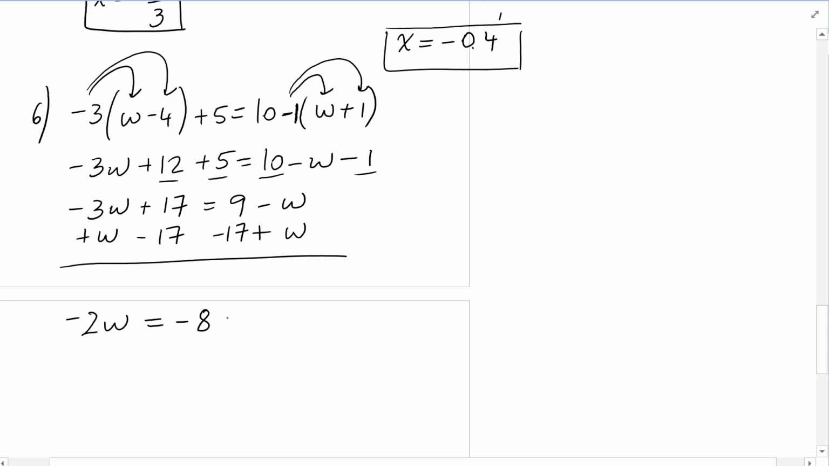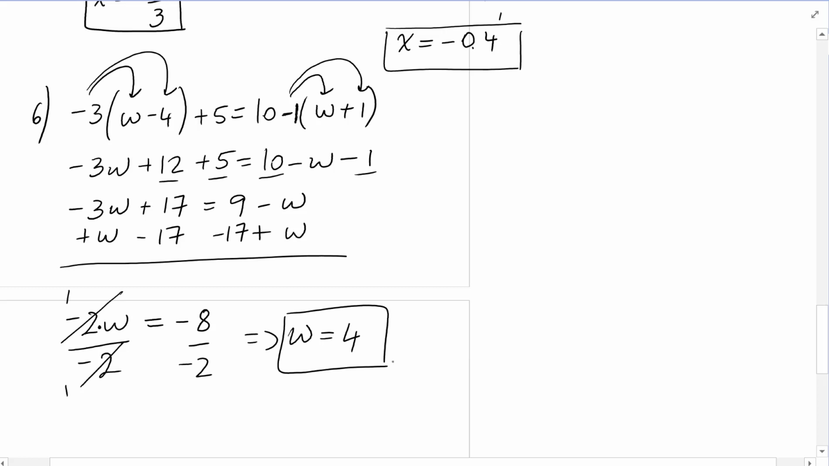Minus w plus w is 0. So in order to find w, because between w and -2 it's times, we are going to divide by -2 both sides. So these two cancel and we get 1. And w equals -8 divided by -2, it's 4. So we found the unknown value.